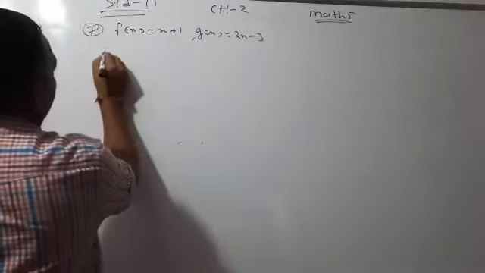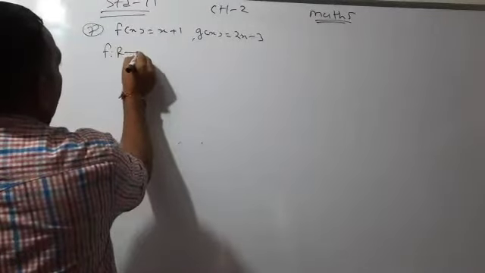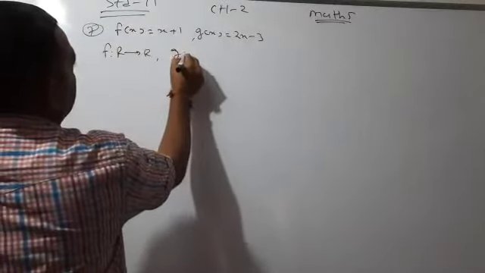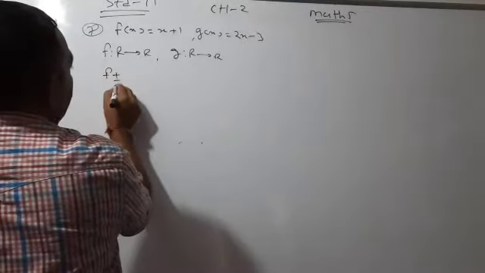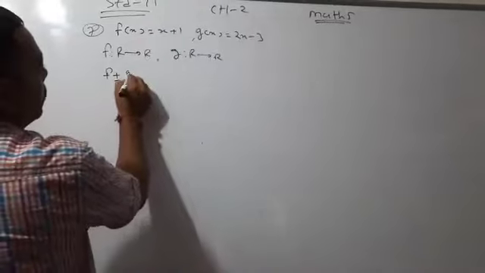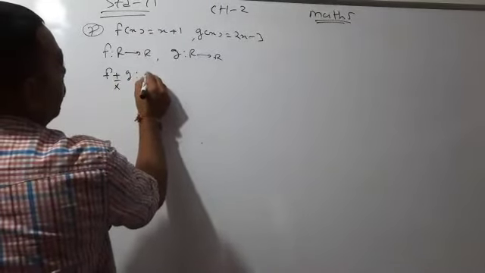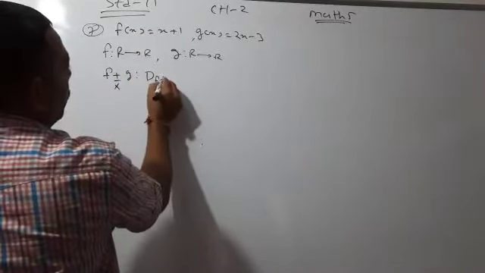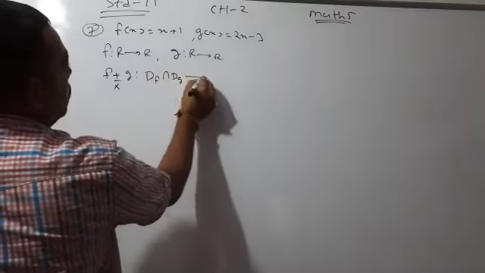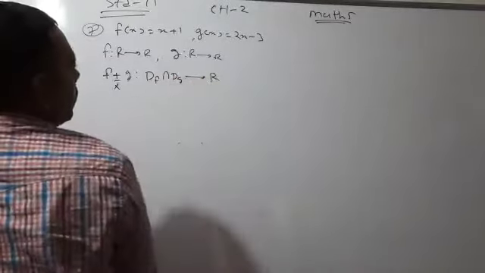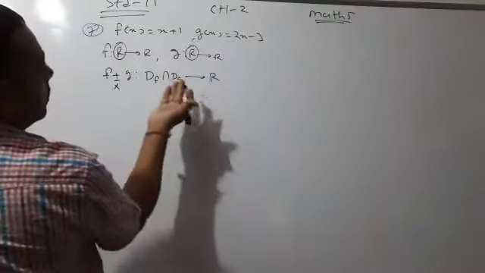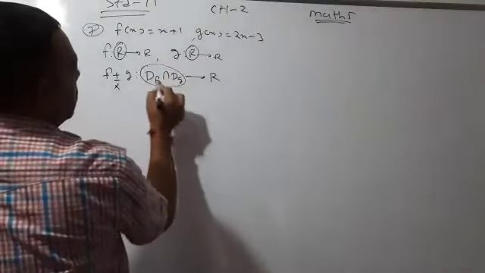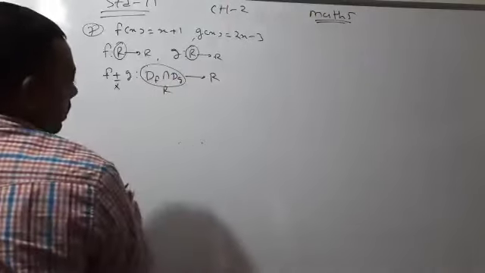Now first of all, f from R to R, g from R to R, then f plus g, f minus g and f into g are always defined from domain of f intersection domain of g to R. Here domain of f and domain of g is R, so the intersection must be R. So we can say it is R only. So it is R to R.